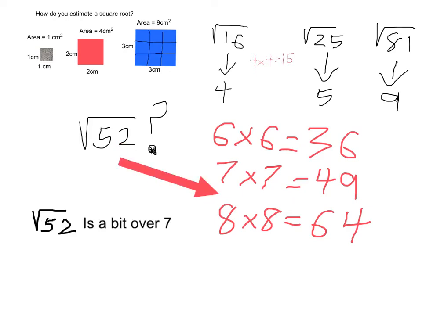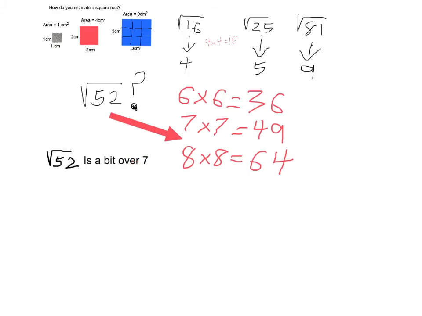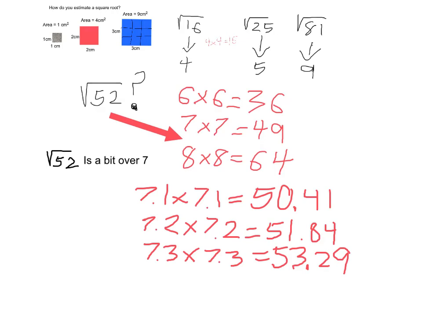Moreover, because 52 is closer to 49 than 64, I can conclude that the square root of 52 is going to be a bit over 7. If 7 is as close as you need to get, then you're done. But if you need a more accurate estimate, you can try some plausible decimal numbers. For example, we can see here that the square of 7.2 comes the closest, and in fact that is quite close. We can conclude therefore that the square root of 52 is approximately equal to 7.2.